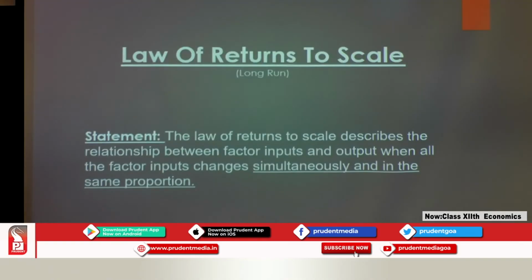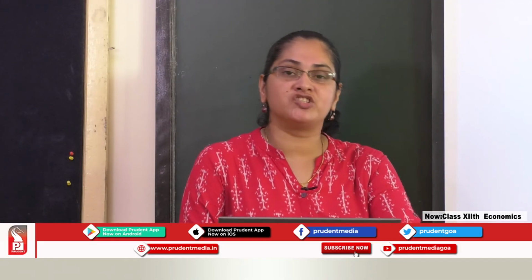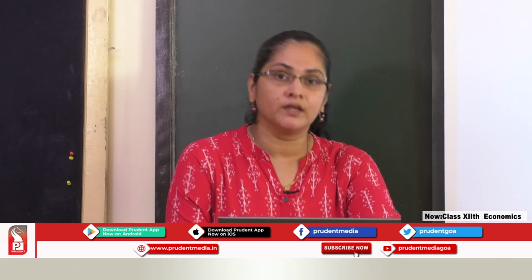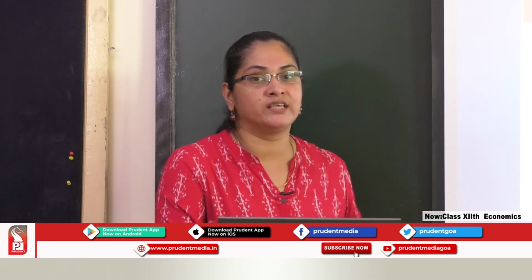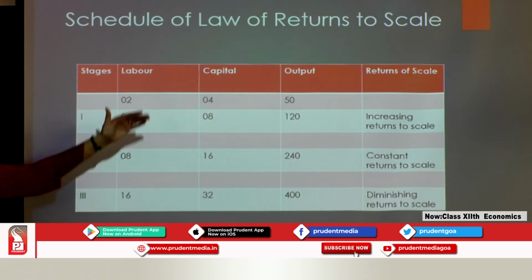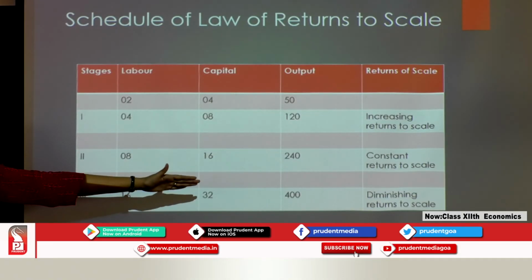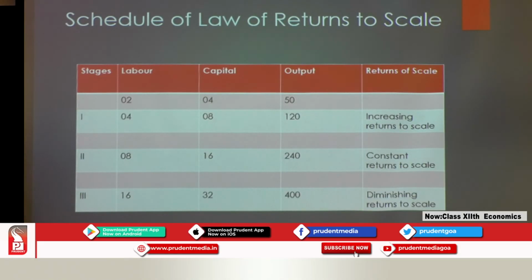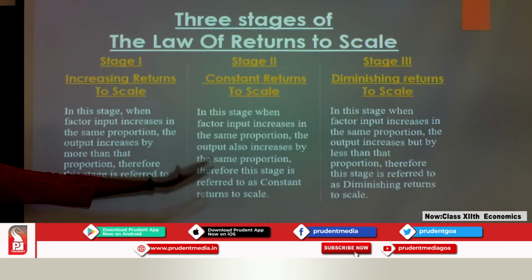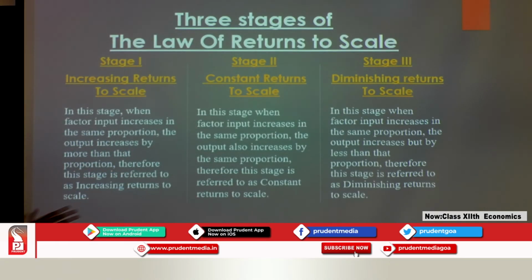Next, we have seen the law of returns to scale. This is a law where the long run is concerned, and here all the factors are variable and they are changing simultaneously, together and in the same proportion. We used this schedule to see how the output first increases, remains constant, and then starts to diminish, giving us the 3 stages of increasing returns to scale, constant returns to scale, and diminishing returns to scale.